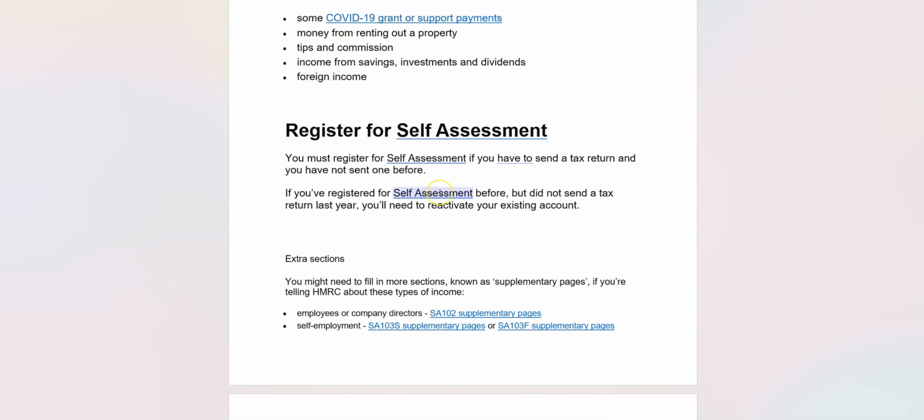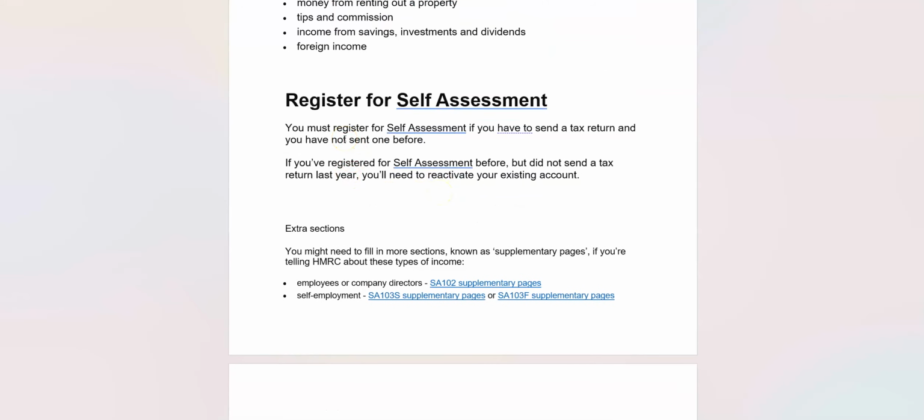So the next option we have here is register for self-assessment. Very simple. If you believe one of the conditions above is fulfilled for you or for your client, then you have to register with HMRC. Normally you have to register before 5th of October the following year. You need to tell HMRC, I have some income and I want to submit a tax return, because HMRC might allow you the option to do the paper return and the online.